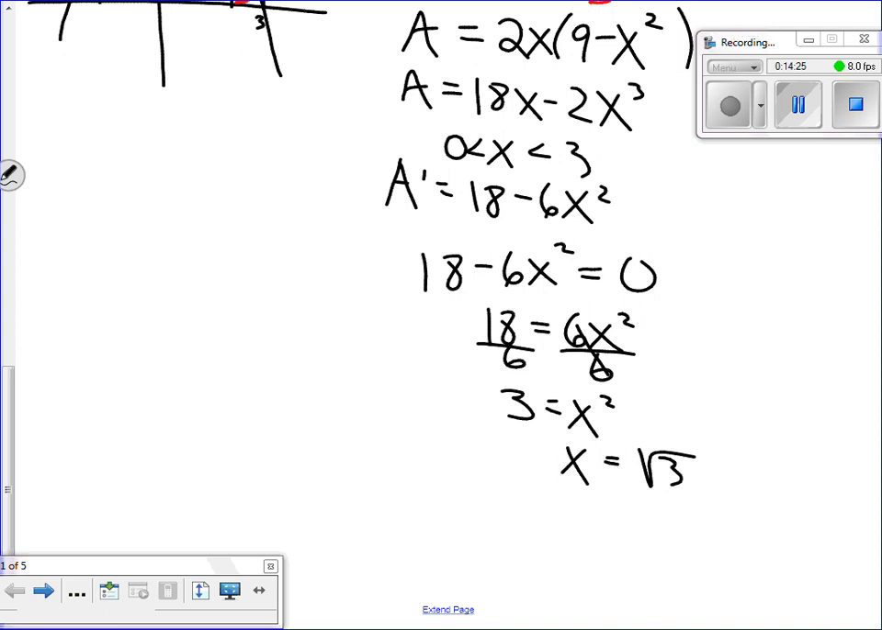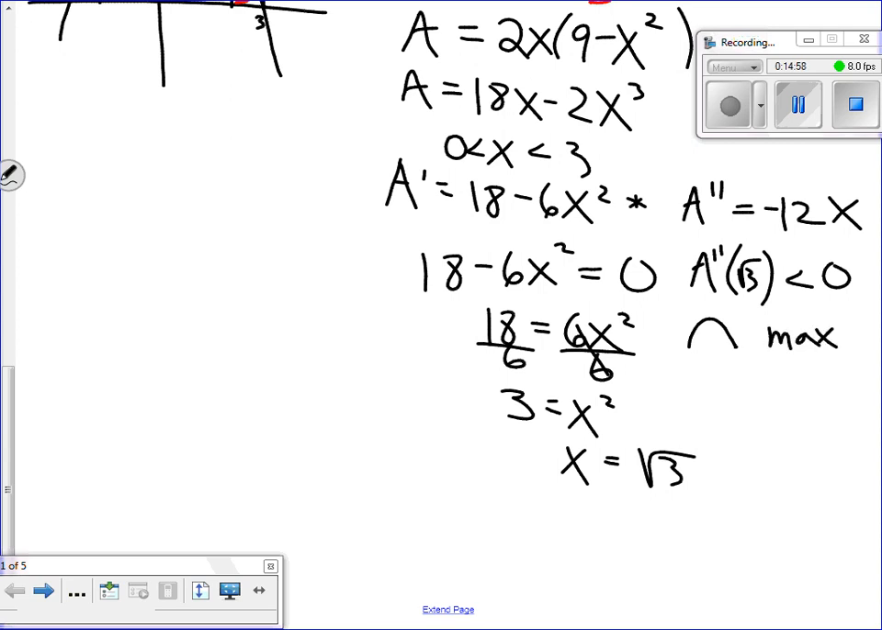Now we have to do a little safety check. We have to make sure that gives us a maximum area and not a minimum. So we go back to where we had the first derivative and figure out the second derivative. The second derivative is negative 12x. If we plug in root 3, we get a negative number: negative 12 times root 3 is negative. If the second derivative is negative, the function is concave down, which means we must have a maximum area if we let x equal root 3. That's what we wanted, the maximum area.